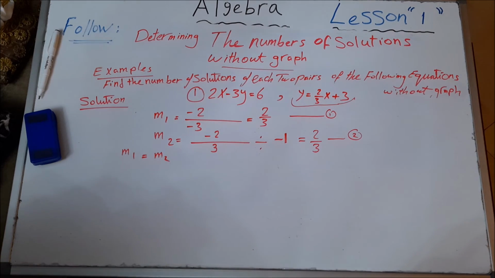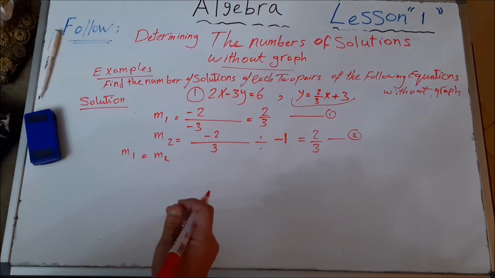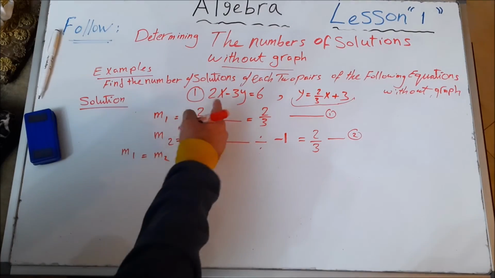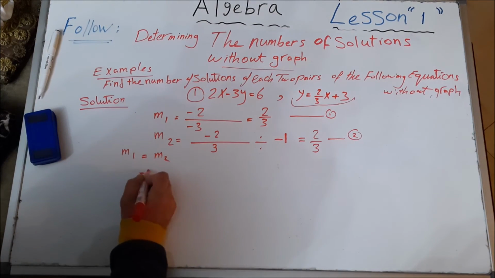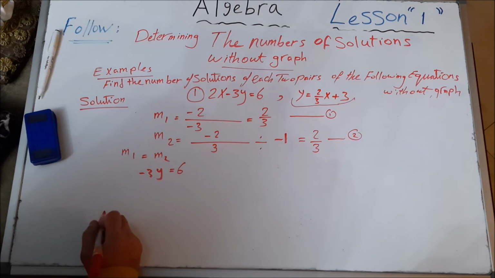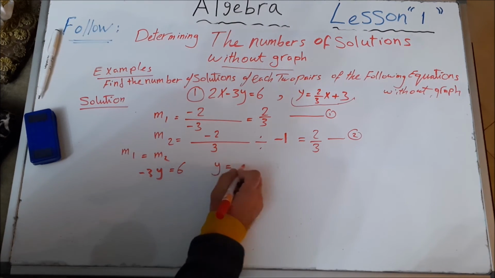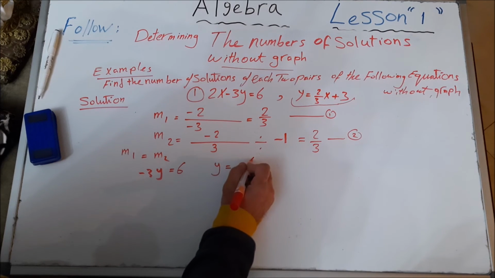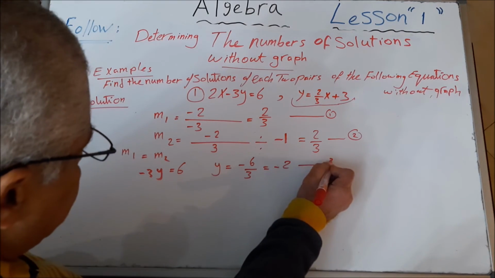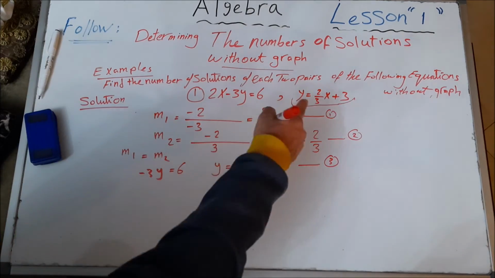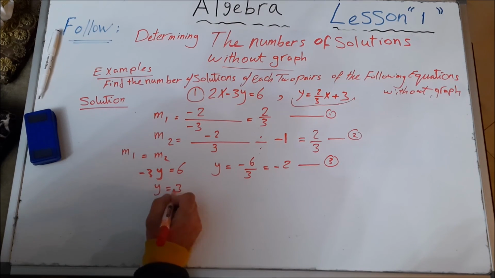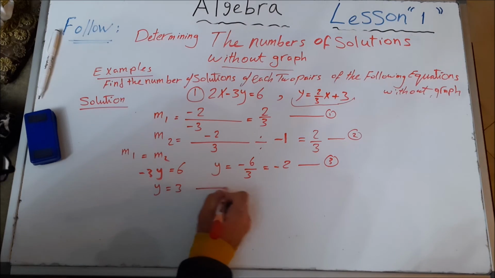So we need to find the points of intersection of the two straight lines with the y-axis by putting x equal 0 into the equations. So for equation 1, put x equal 0, minus 3y equal 6. So y equal minus 6 divided by 3 equal minus 2. In the second equation, put x equal 0. So y equal 3. This is number 4.